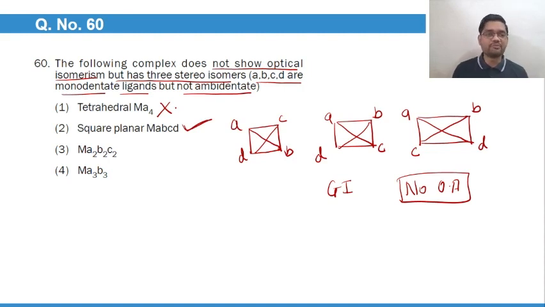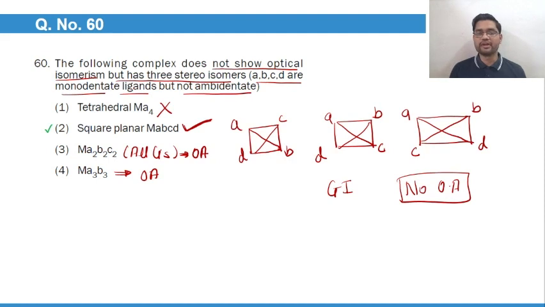And please try to remember in which of the complexes optical isomerism is seen. If you remember, MA2B2C2, all cis form, all cis forms is optically active. Clear? And over here, there are only 2 possible geometrical isomers, and both are optically active. So I'll go with option number 1, in which they form stereoisomerism but do not show optical isomerism. So 60, option number 2 will be the best one.